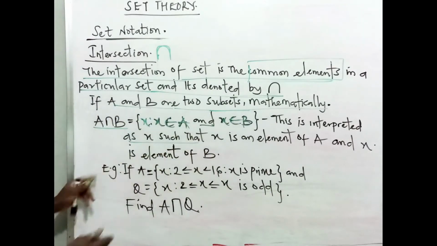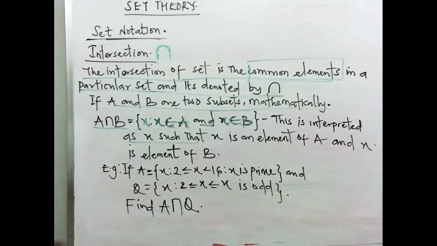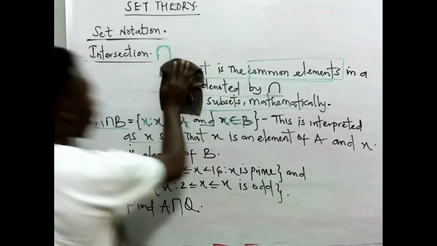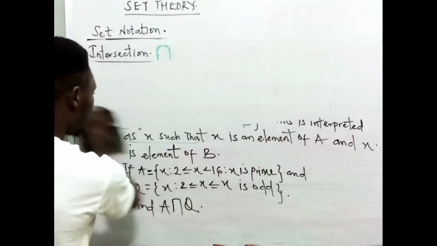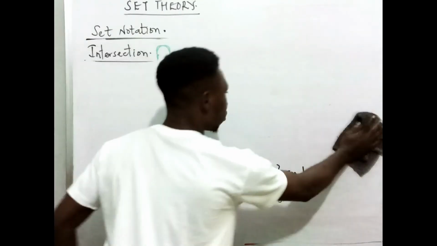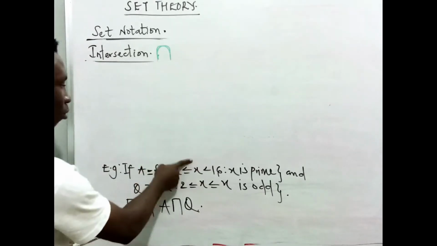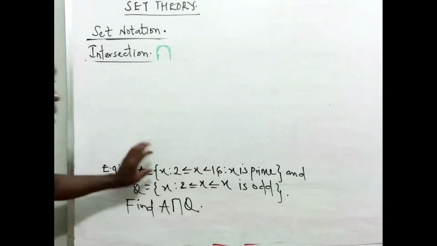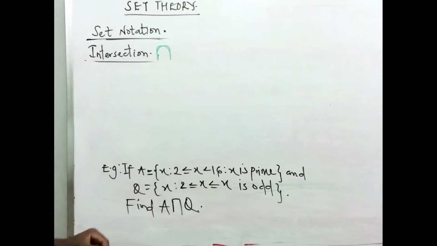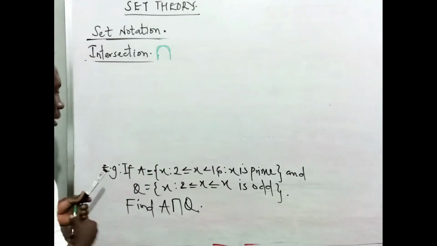So now, I have an example here which we want to treat. An example on intersection, for us to know what intersection looks like. Now, I'd like us to pay attention. Look at this question. This question has a lower bound and an upper bound. Having a lower bound and upper bound, what do I mean?